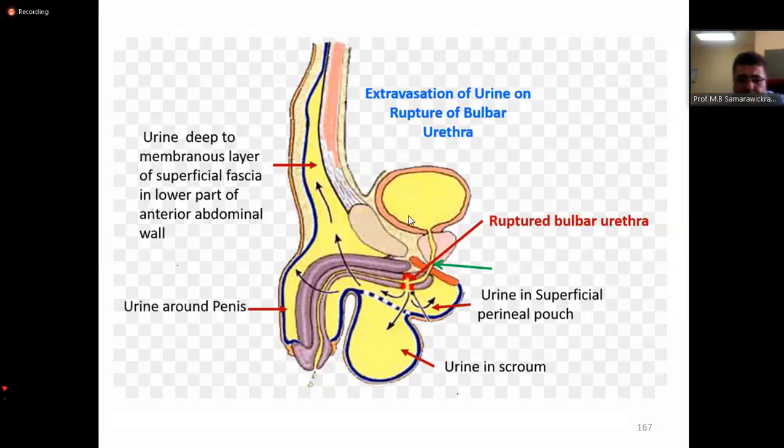And the same thing can happen when the bladder is injured. But if the dome of the bladder is injured, the urine passes into the peritoneal cavity.